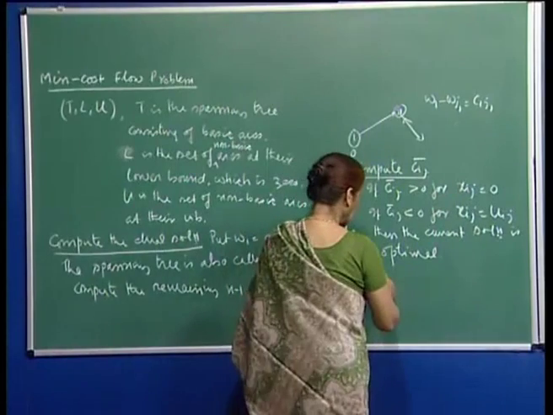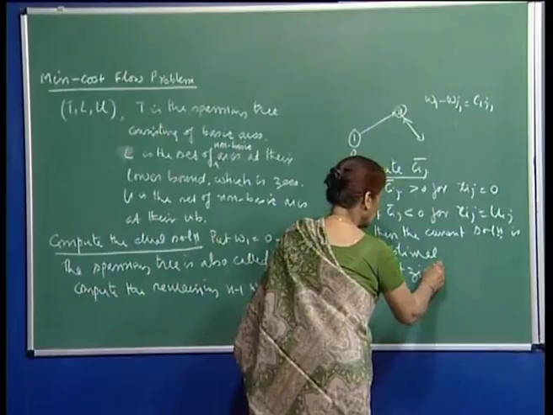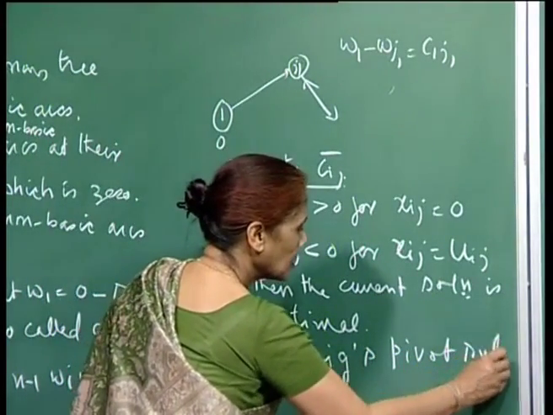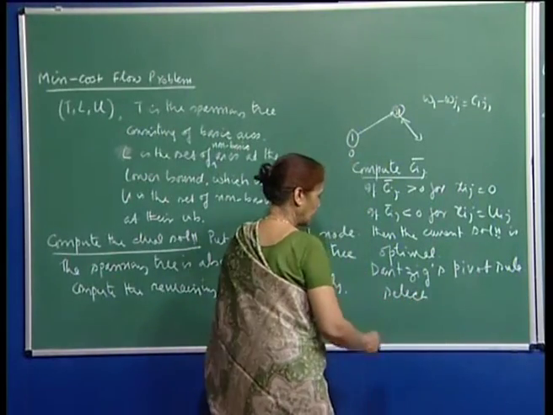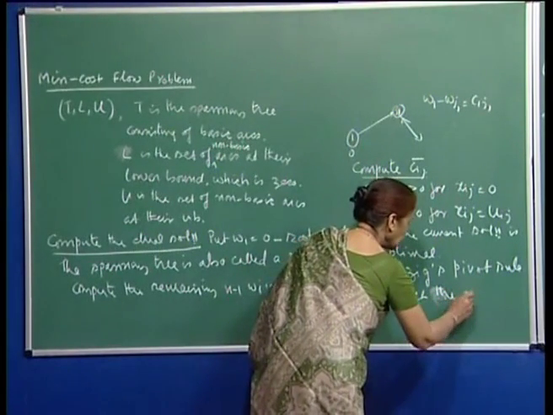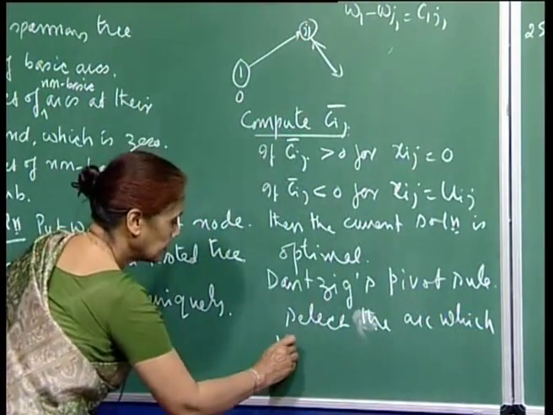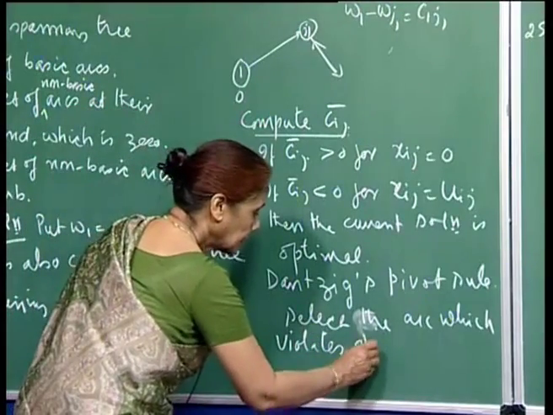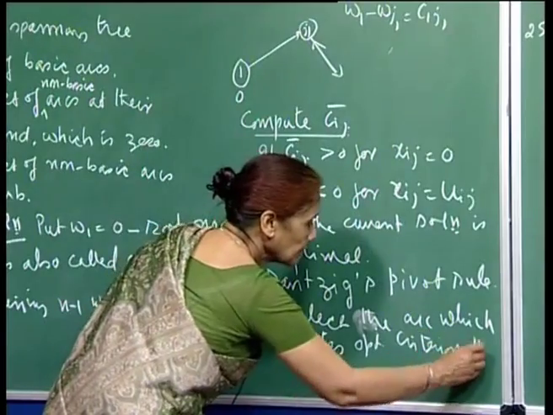So now here, as I said, right now I will follow Dantzig's pivot rule, which says to select the arc which violates the optimality criterion the most.